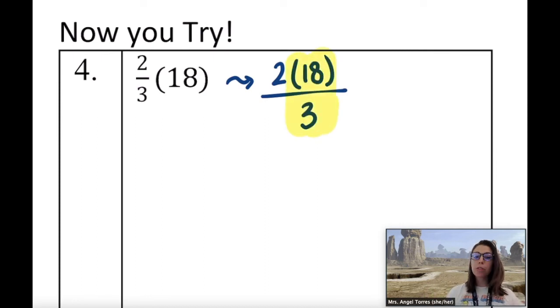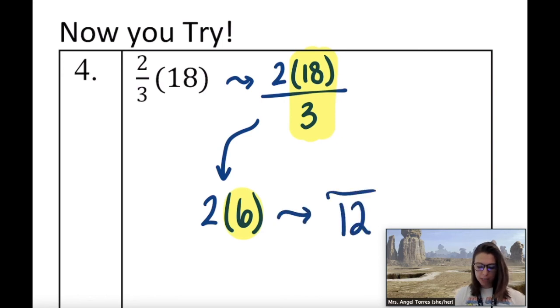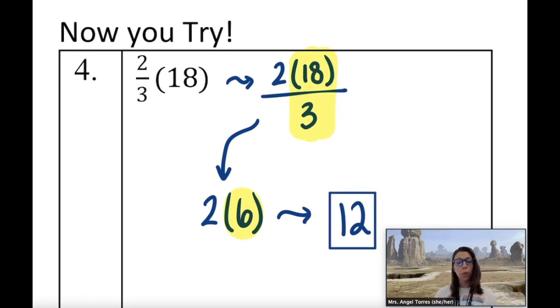18 divided by 3 is the quotient, because we can't divide 2 by 3 evenly. However, we can divide 18 by 3 evenly. And what's 18 divided by 3? That would be 6. So this is now 2 times 6 instead of 2 times 18 divided by 3. And 2 times 6 is 12. So 2/3 times 18 is 12, or 12 is 2/3 of 18.